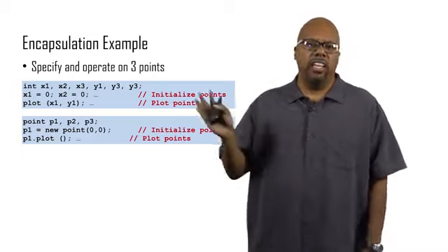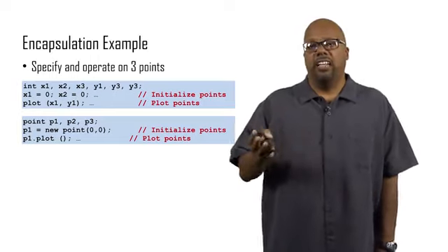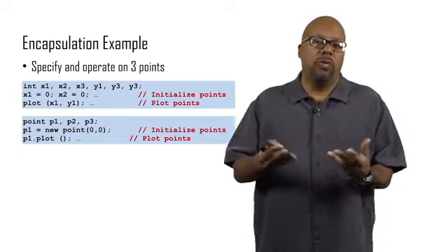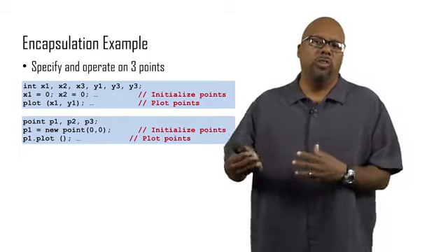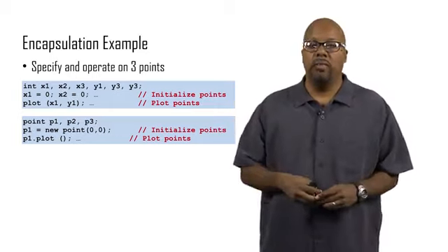Then the next line, I initialize them to zeros or whatever I want to initialize them to. And then I call this function plot, and it takes x and y. It takes the x and y coordinates that I want to plot. So I would call plot x1, y1, then call plot x2, y2, and so on. So that's one way that you could represent these 3 points and plot them.